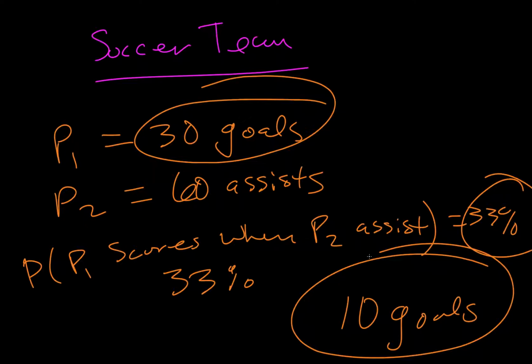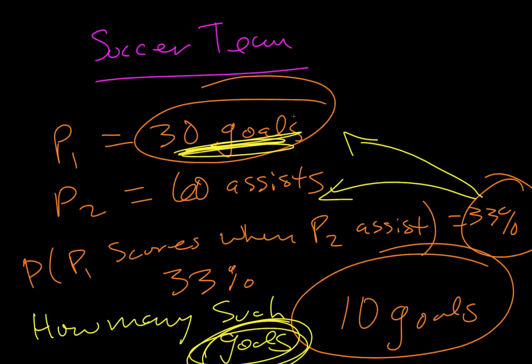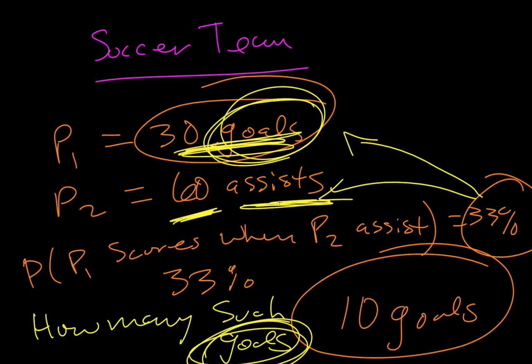Okay. Now, if you're ever confused on whether this 33% should go here or here, just look at the ending units. So it asked how many such goals. Since it's talking about the goals, if we take a third of these goals, we still have the unit of goals. Now, if we took a third of the 60, the units would be assists. So if you're ever having trouble with that, just try to use the units to tell you where to go with that.